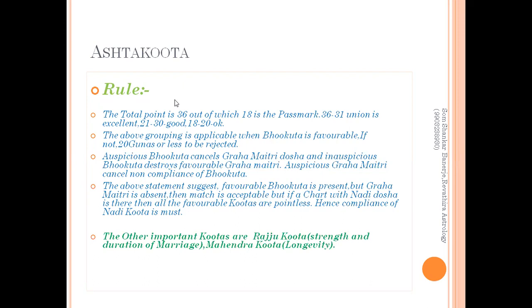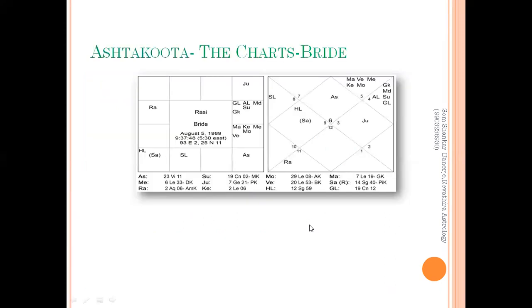Now, apart from these 8 kutas, there are other kutas as well, which are Rajju kuta and Mahendra kuta. These are also important. That also I will touch upon. Rajju kuta is about the duration of marriage, like the span of the marriage: 30 years, 20 years, 1 month, 5 years. That is about that. And Mahendra kuta is about the longevity of the couples and all.